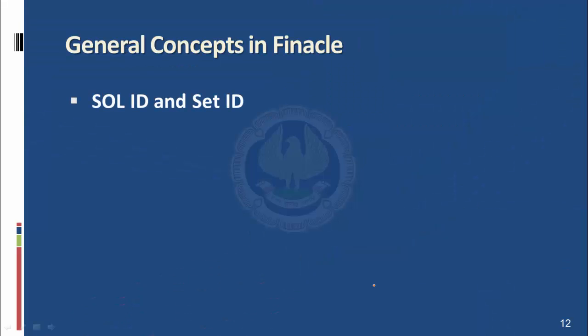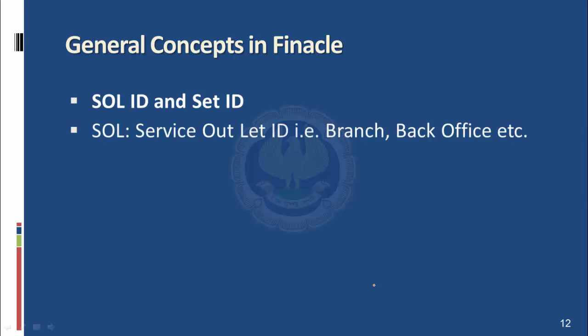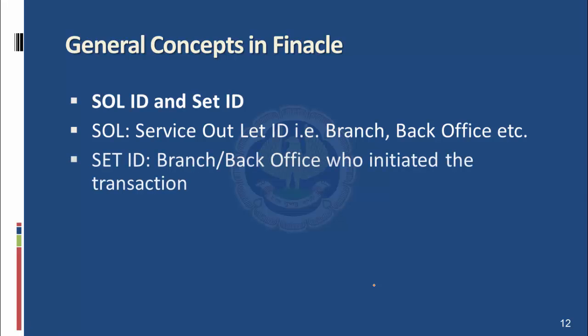General concepts. As we all know, the bank has branches across, and not only branches, any person sitting across the globe can today log on to CBS. That's what core banking solutions is. Every customer or every branch is now connected to the bank. In that perspective, one needs to have a Sol ID and a Set ID. The Sol ID is the service outlet ID, that is, a branch or a bank office. Then the Set ID is the branch or bank office which initiated the transaction.